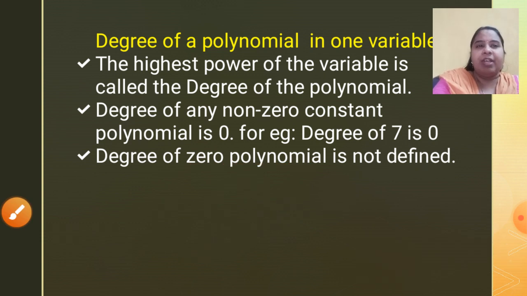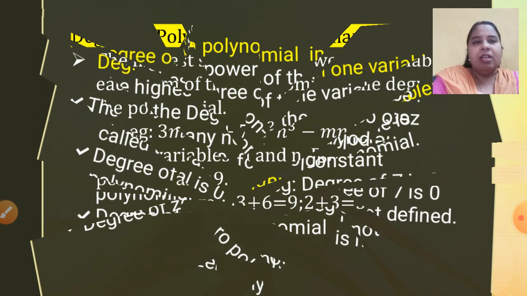Please write it somewhere as points to remember. Okay, the first one is the highest power of the variable is called degree of the polynomial. Second one, if I give you any constant number, degree is always 0. And third one, for 0, what is the degree? It's not defined. Okay, so please make a note of all this.